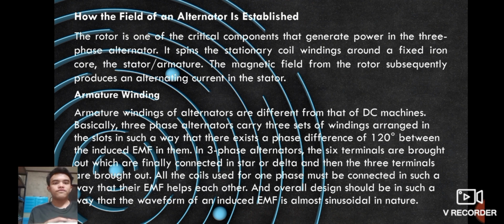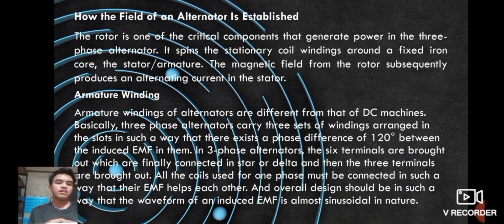So how is the field of an alternator established? The rotor is one of the critical components that generate power in the three-phase alternator. It spins inside the stationary coils wound around a fixed iron core, the stator armature. The magnetic field from the rotor subsequently produces an alternating current in the stator. The armature winding of alternators is different from that of DC machines.